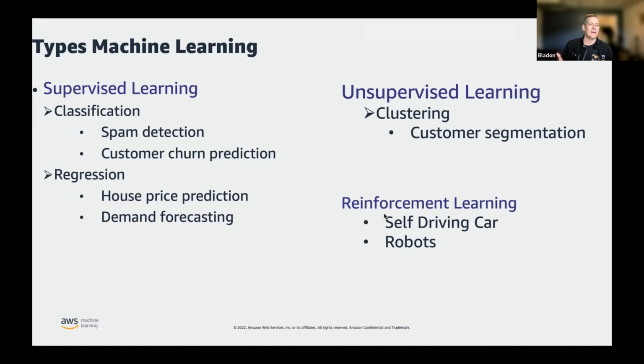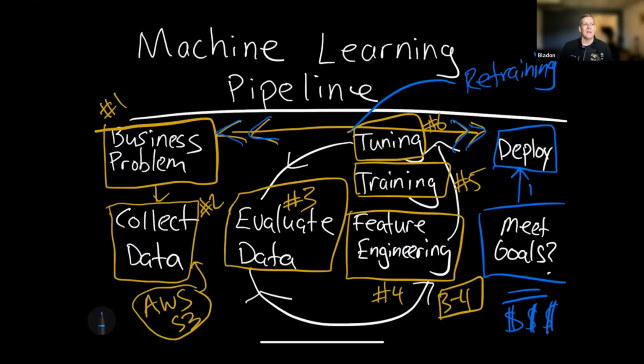And that's typically used, you'll see this a lot in self-driving cars or robot AIs or things like that. AWS has a program called AWS DeepRacer, and in that particular case, one of the techniques for training your little DeepRacer program is using a reinforcement learning model. All right.